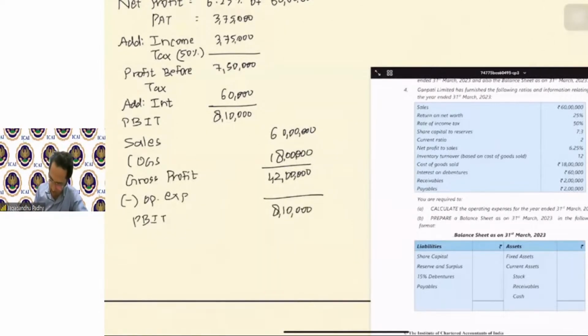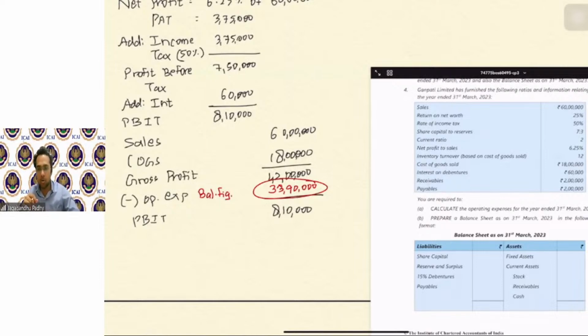So essentially, our operating expense will be a balancing figure, so 42 lakh minus 8 lakh 10,000, which is 33 lakh 90,000. So the first thing that was asked, operating expenses, is that 33 lakh 90,000, which is definitely the balance figure that we get from the extract of the PL.